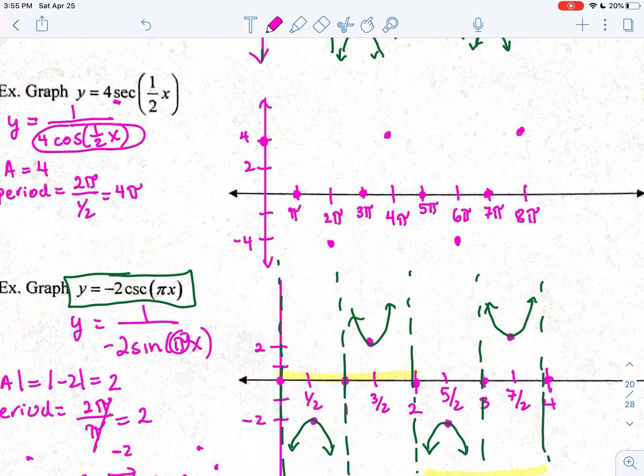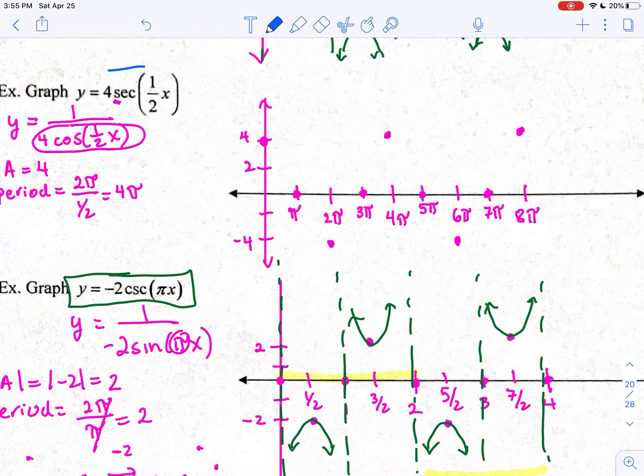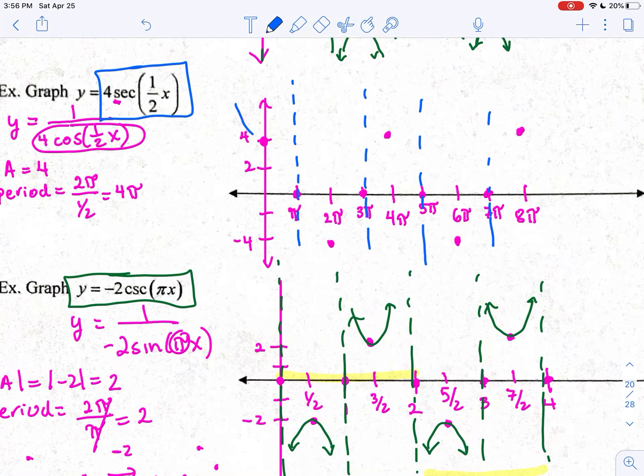And then recall that we're not really graphing cosine here, but graphing 4 secant of 1/2 x. So now we go through and we put vertical asymptotes through all the zeros. And then from there, the function itself will go through the high-low points of 4 and -4. And then we use the vertical asymptotes to guide us to draw our concave up, concave down branches.